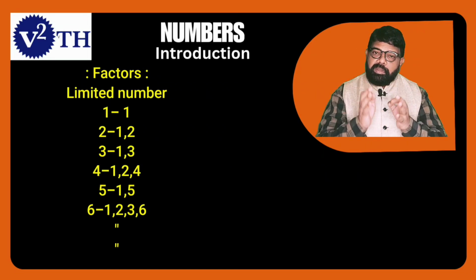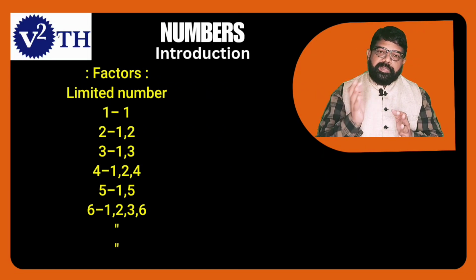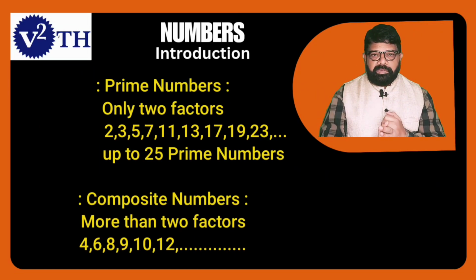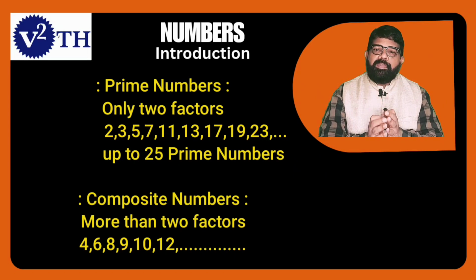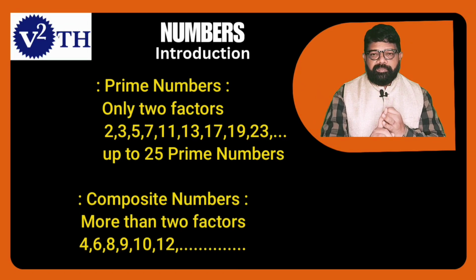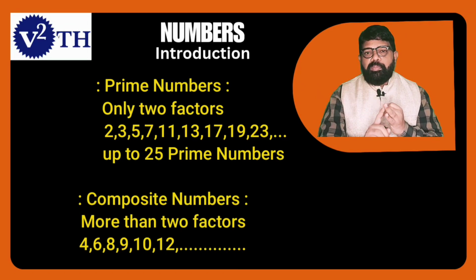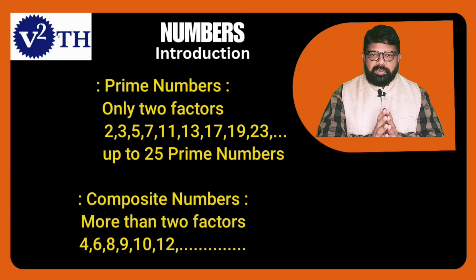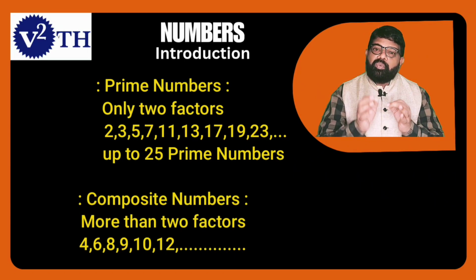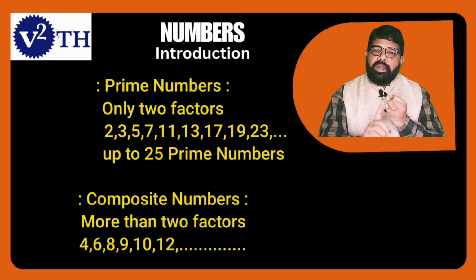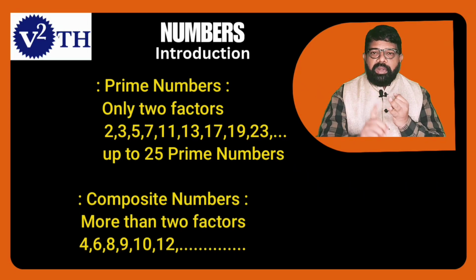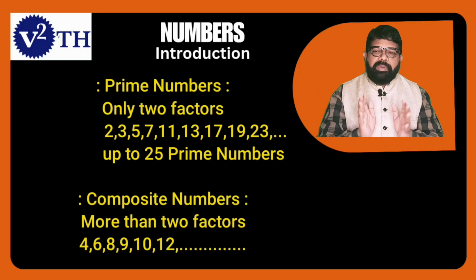So based on the number of factors, again, the numbers are divided into two types: prime numbers and composite numbers. What is meant by prime numbers? If a number is exactly divisible by only 1 and itself, that number is called a prime number. Or indirectly we say a number has only 2 factors, 1 and itself, and such numbers are called prime numbers.